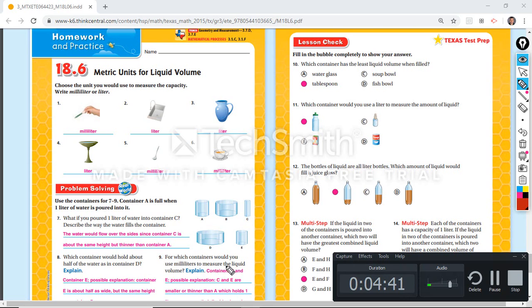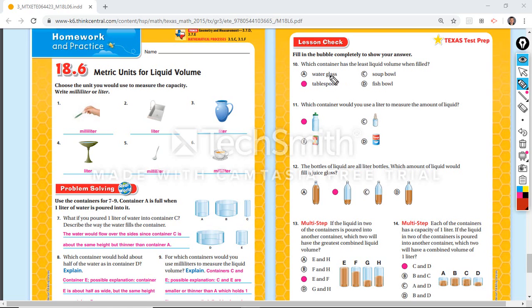Number 9, for which containers would you use milliliters to measure the liquid? And this one should be an easy one here, milliliters. With C and E, you would use milliliters to measure, because you know they're smaller. Possible explanation: C and E are smaller or thinner than A, which holds 1 liter. So this one holds 1 liter, so you know, well, I can't use liters to measure these, so I have to use milliliters.